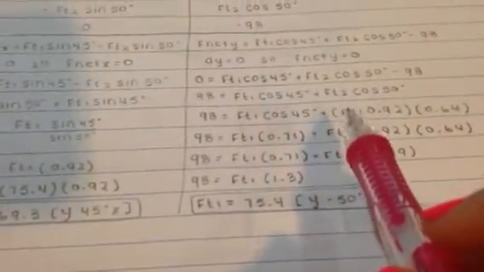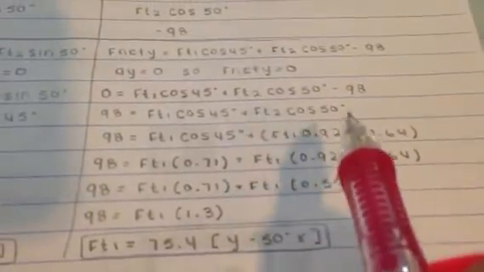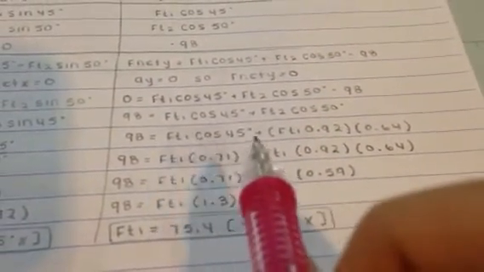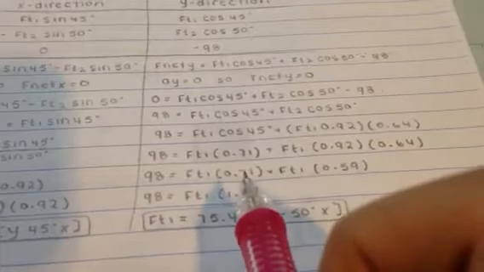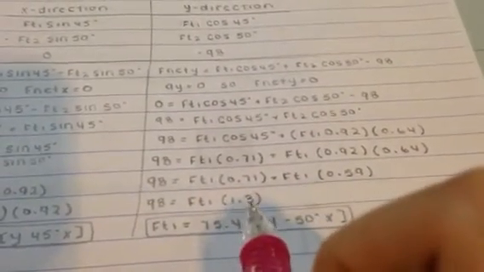So now, since we found out what FT2 is, you have to replace it here where it says FT2. So we plug what we found here, you plug it right here, and it's going to give you this. And you find what cosine 50 is on the calculator, 0.64. Then you also find what cosine 45 is, and it's 0.71. Then you multiply this, and it's going to give you 0.59, and you add both of these, so 0.71 plus 0.59, and it's 1.3.